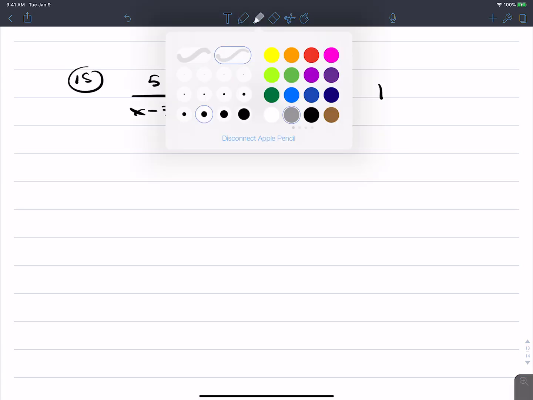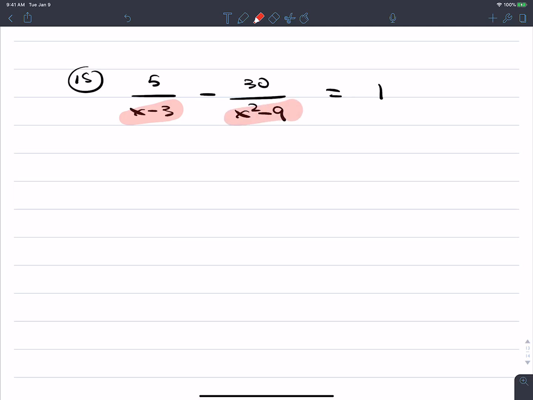Number what now? What's 15? What's that last one say? 5 over x minus 3. Good. You got what? 5 over x minus 3. What else? 30 over x squared minus 9 equals 1. Okay. We need to multiply both sides by the LCM, but make sure your denominators are factored. So this is my LCM. Is that right? I'm sorry, this is my denominator. Let's figure out the LCM.